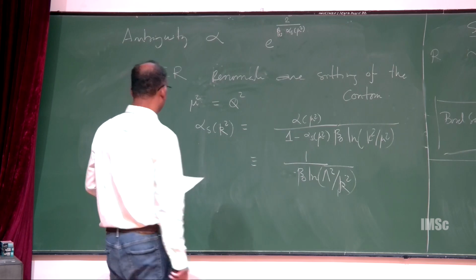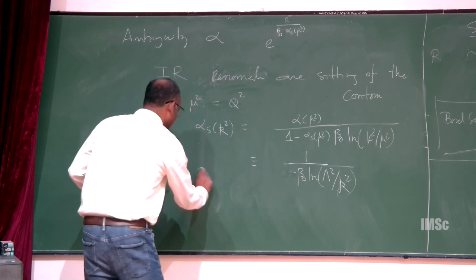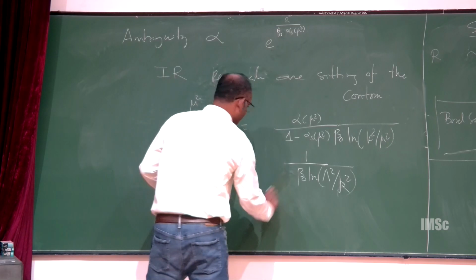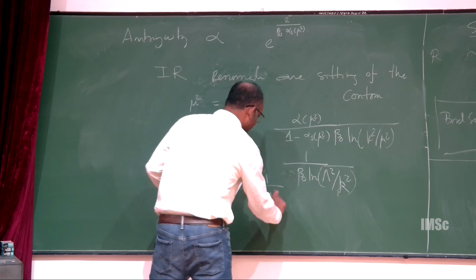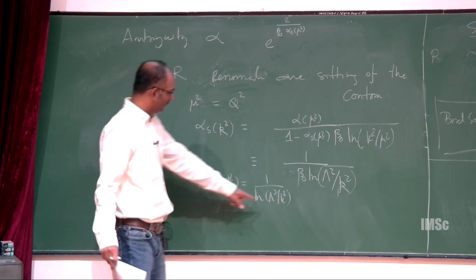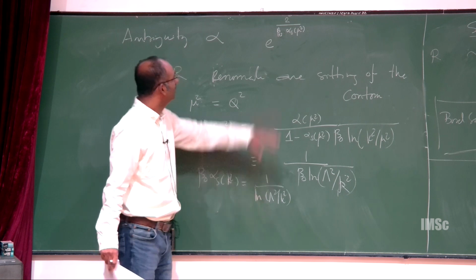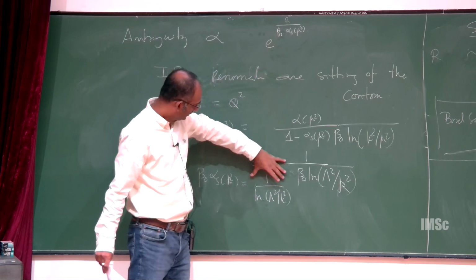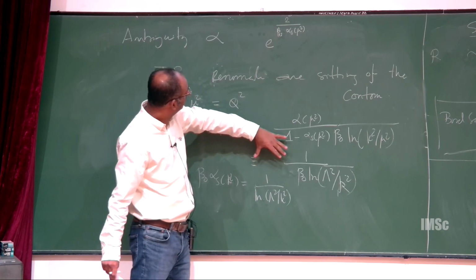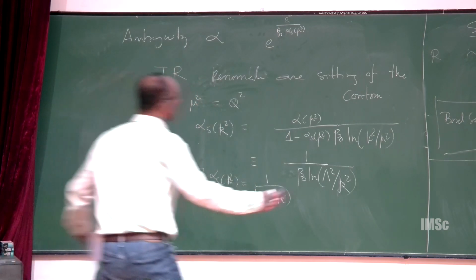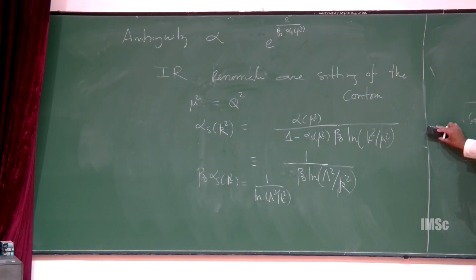So what do you have? Let us take that beta naught to that side, beta naught alpha s at q square, sorry, k square is 1 over log of lambda square over k square. Now let us put this expression, with this lambda QCD, take it here, put it in this. So you have 2 over this part, so it is 2 over, what is that? Yeah, I will just write down that expression. You can already probably see the power correction which I wrote earlier coming out.